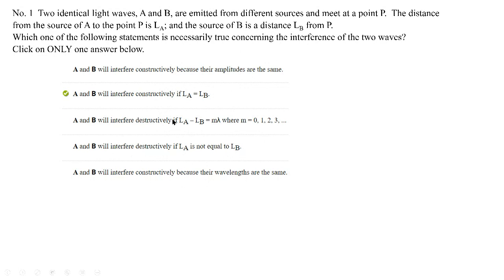Are you following the logic? I'm reading each one and I'm trying to say, is this necessarily true? Well, they will interfere constructively because their wavelength is the same, but you didn't tell me what is LA, what is LB. So therefore, this is not necessarily true. This one is necessarily true, okay? I just want to help you. When you read these multiple choice on whatever these tests are, just be careful to read it carefully, okay? All right, so this one is easy, but just to help you train your alertness.